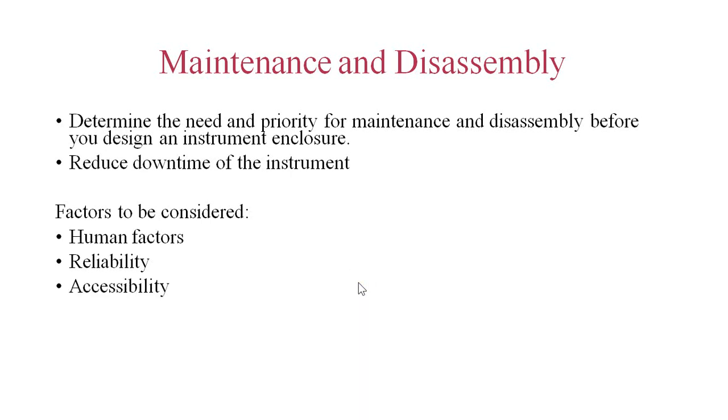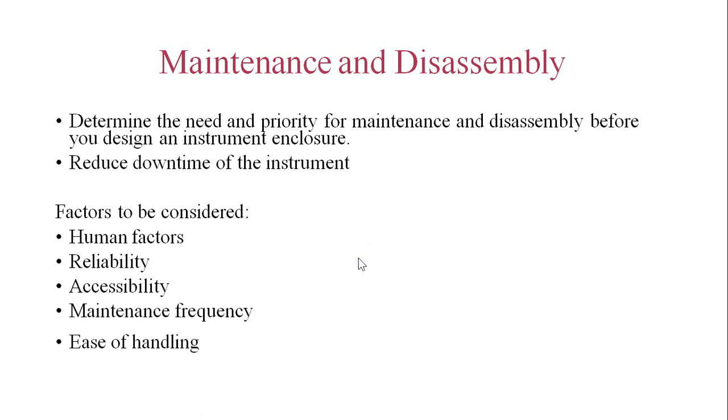Then accessibility. If you want to replace any damaged parts, they should be easily accessible. So you have to see the accessibility of that particular damaged part. Mostly we have to replace the fuse, so it should be easily accessible and safely replaced. Then maintenance frequency means how many times you require changing any damageable parts. Then next is ease of handling, that is, how easily you can handle that particular product. That is also an important factor to be considered for maintenance.